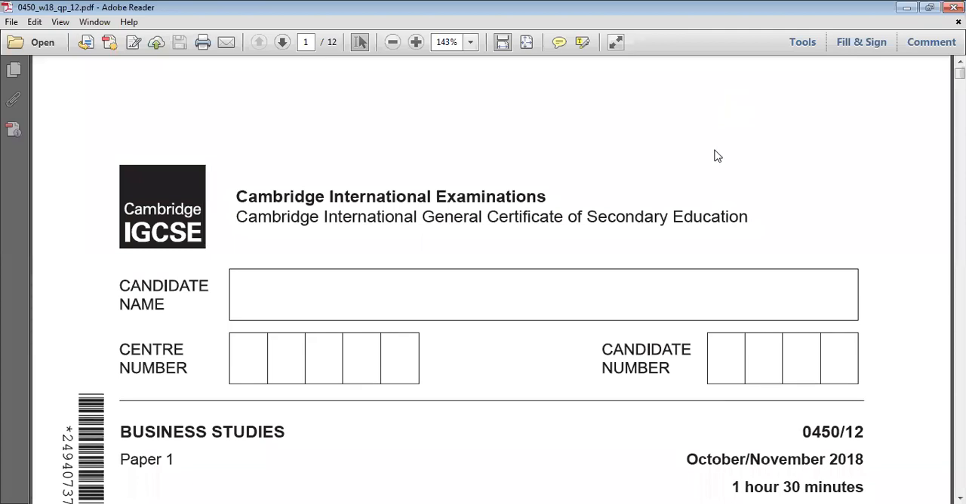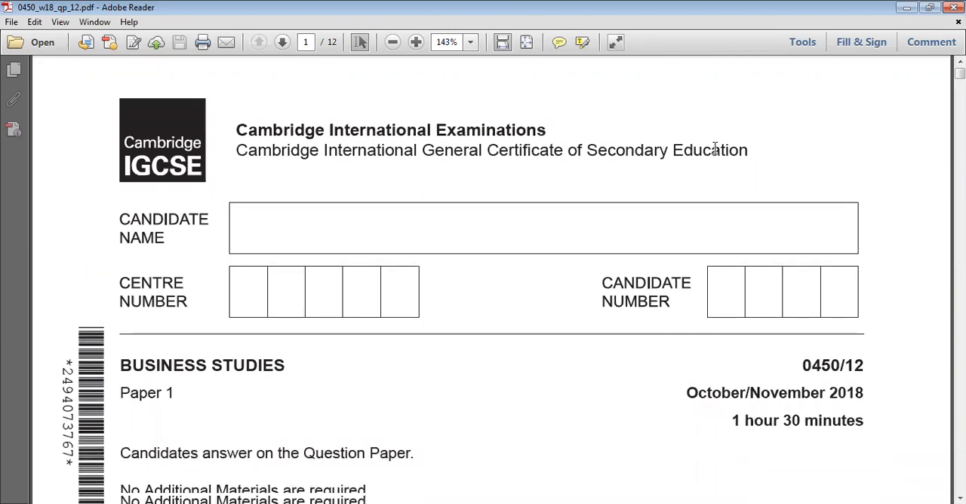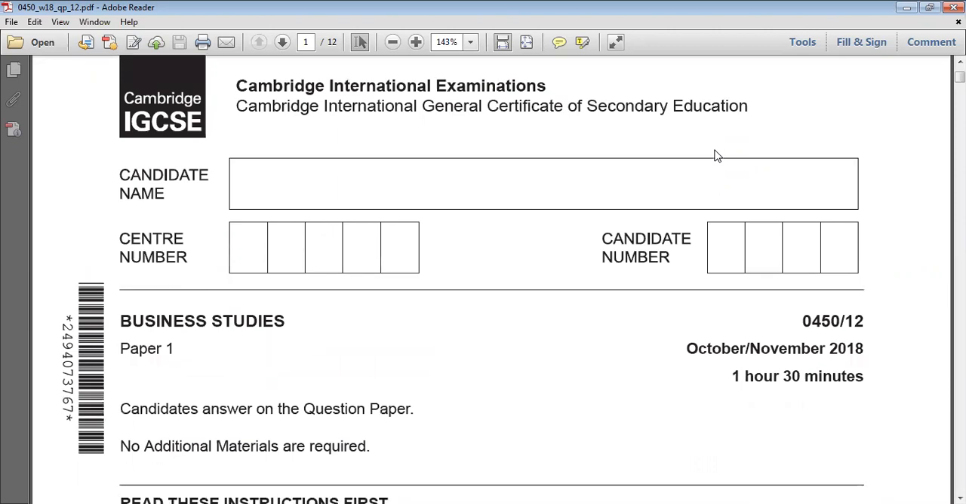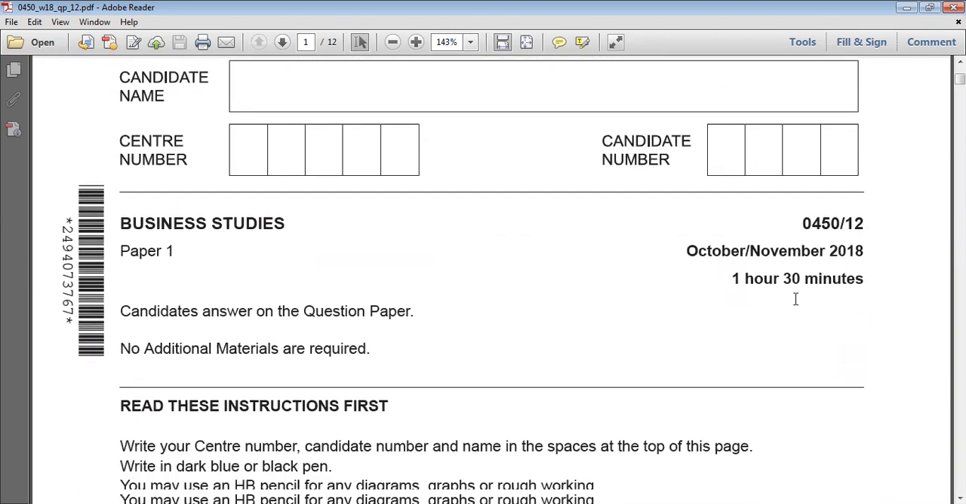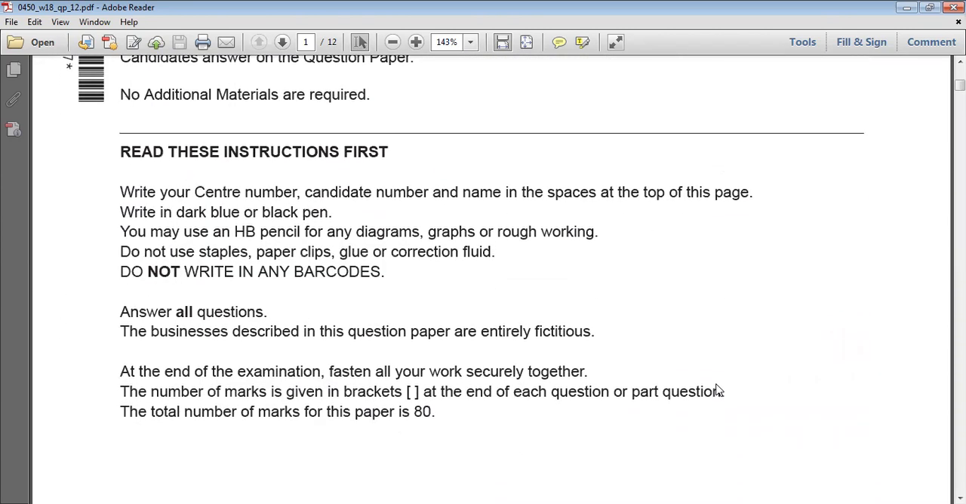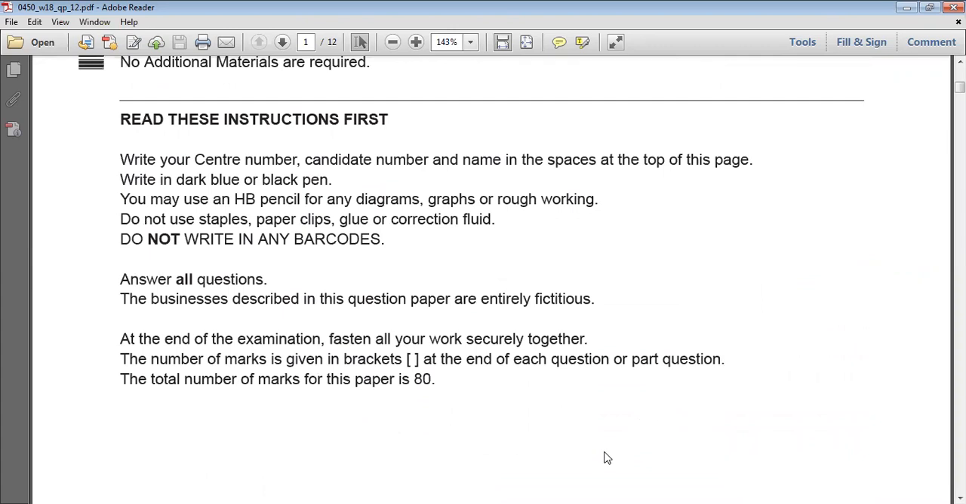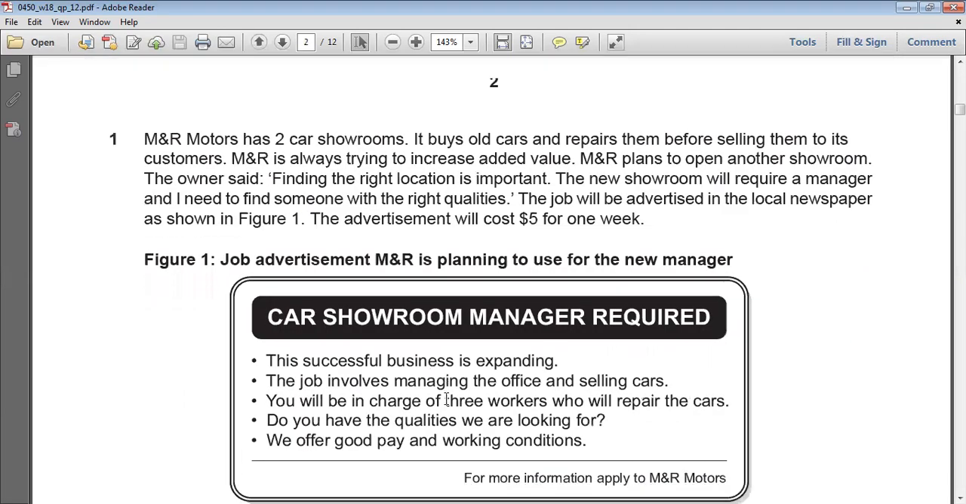Okay, so let us see here an example of one of the previous year papers of business studies, paper 1. I purposely took it from October, November 2018, so the recent one, not the old one. As for the duration, 1 hour 30 minutes, right? Instructions given, total marks 80, as I mentioned before. So I'm not making things up, but things are according to what they give.